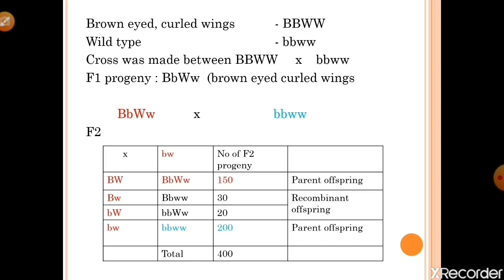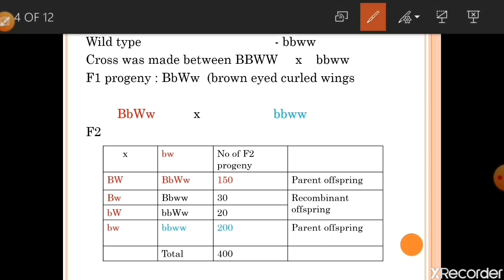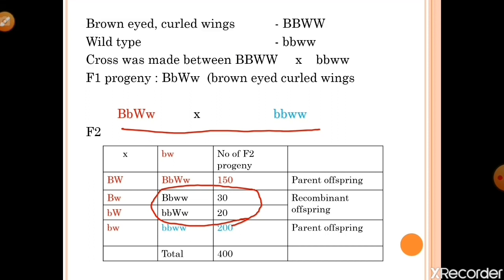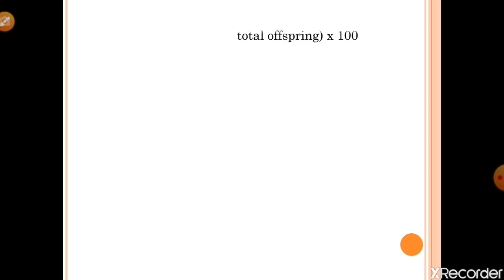Now what we have to do is compare the genotype of the parent with the offspring. Now if you see the 30, these two are the recombinant offspring. The genotype of this offspring is not similar to the parent offspring. Now we have to use this 30 and 20 for finding out the recombinant frequency.